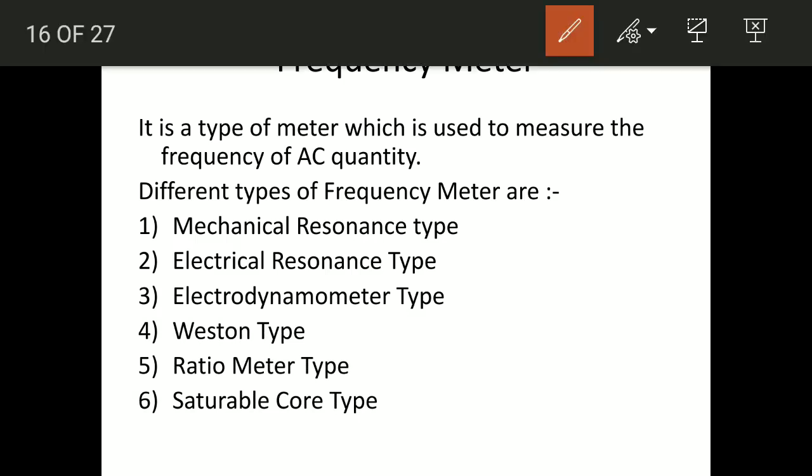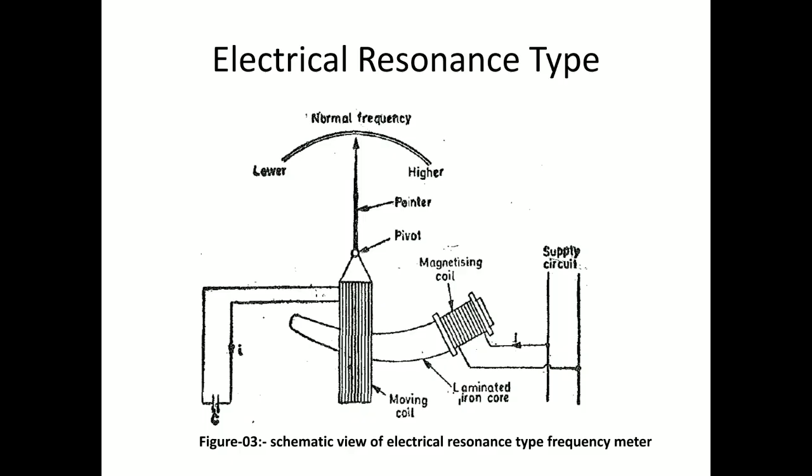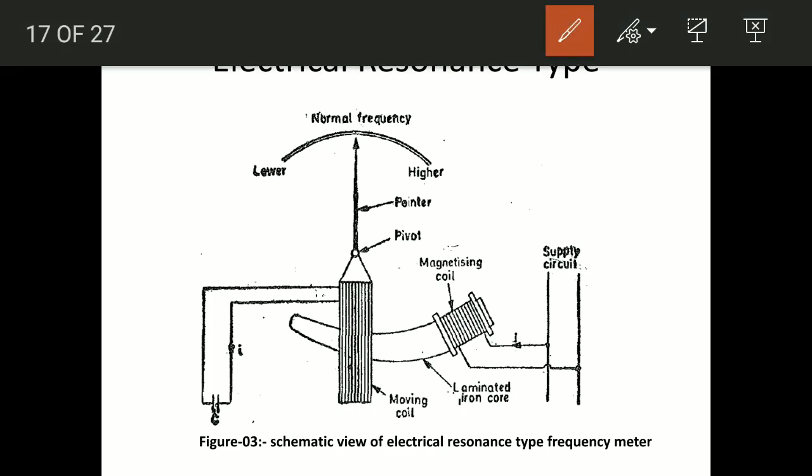Now in your syllabus, as we have only the introductory session of the frequency meter, we are going to focus on only one, the electrical resonance type frequency meter: its construction, working, and normal operation. This figure indicates the schematic view of the electrical resonance type frequency meter. From this diagram it is very clear that it has two coils. The first is called the fixed coil, which is also called the magnetizing coil, and the second is called the moving coil.